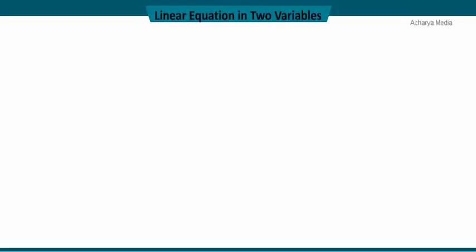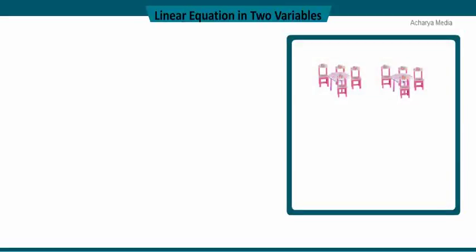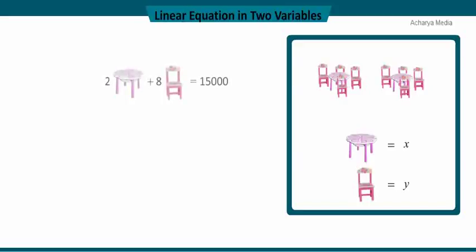Let us see the linear equation in two variables. Consider a situation where the total cost of 2 tables and 8 chairs is Rs 15,000. How do we represent this in the form of an equation? We need separate variables to represent table and chair. Let x be the cost of one table and y be the cost of one chair. Then the expression can be given as shown here.